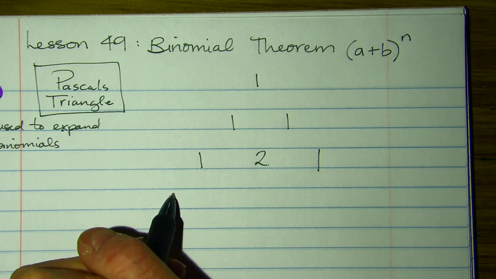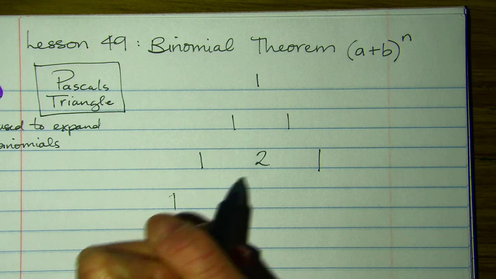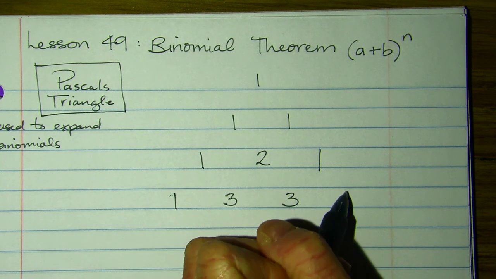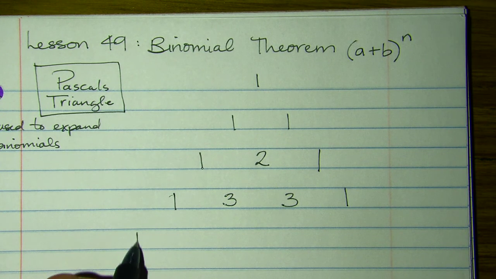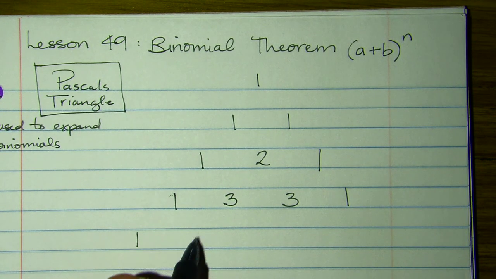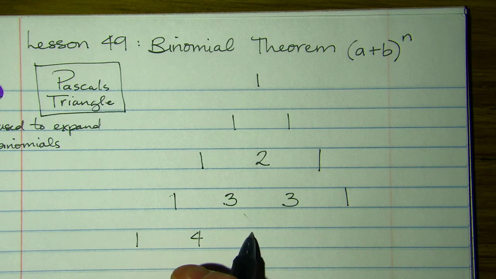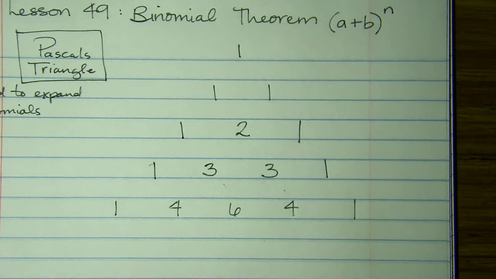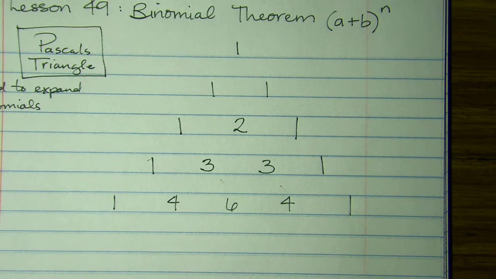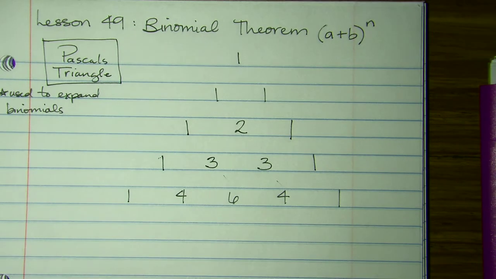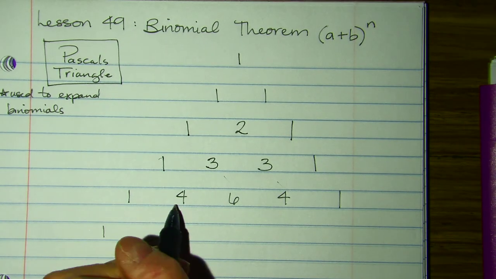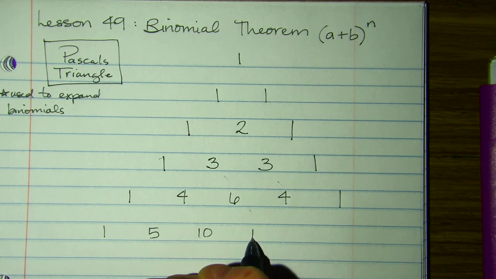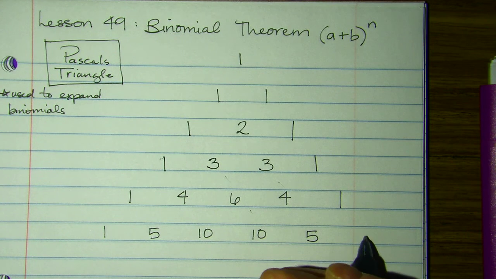Next, every row begins with a 1. The next two are a sum of the two above it. So 1 plus 2 is 3. 2 plus 1 is 3, ends with a 1. Next row, 1. The sum of the two above it is 4. Sum of the two above it is 6. Sum, 4, 1. Now I'm going to keep going, okay? And I'll zoom out just a little bit. So 1. The next sum of 1 and 4 is 5. 4 and 6 is 10. 6 and 4 is 10, 4 and 1 is 5, and ends with a 1.